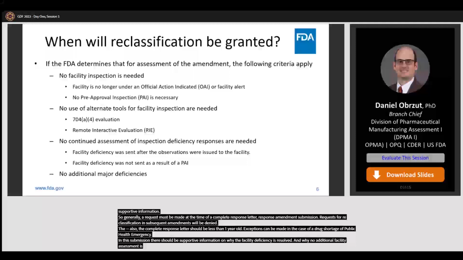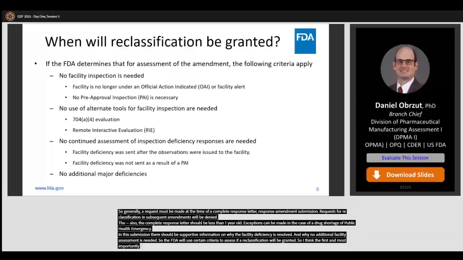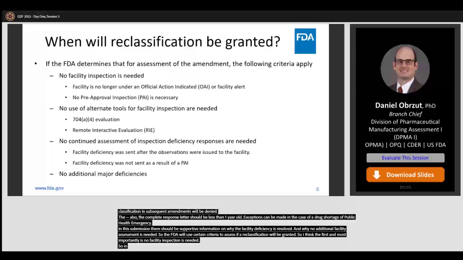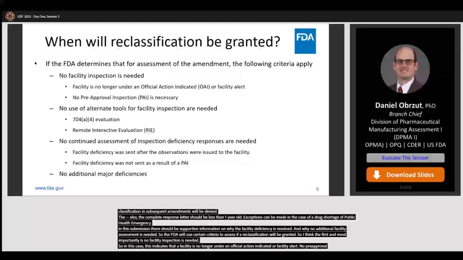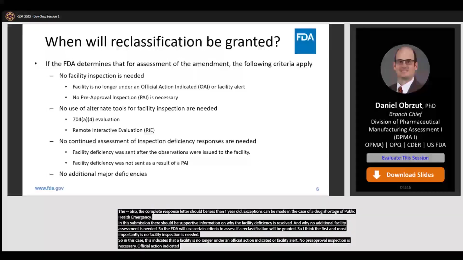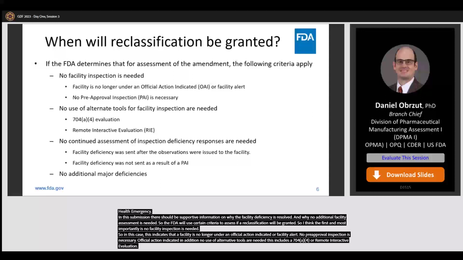So the FDA will use certain criteria to assess if a reclassification will be granted. I think the first and most important is no facility inspection is needed. In this case, this indicates that a facility is no longer under an official action indicated or facility alert. No pre-approval inspection is necessary. Additionally, no use of alternative tools is needed. This includes a 704(a)(4) evaluation or a remote interactive evaluation. No continued inspection or continued assessment of inspection deficiency responses is needed.